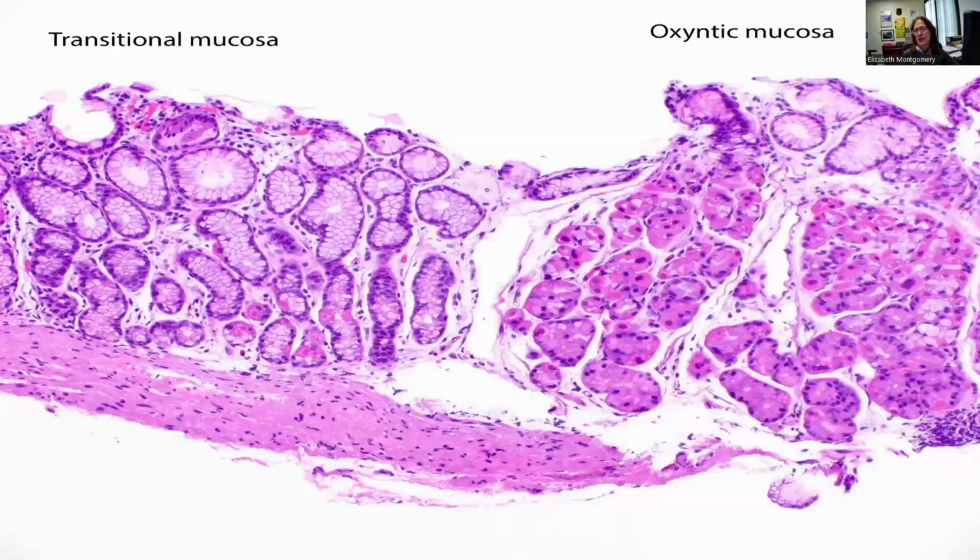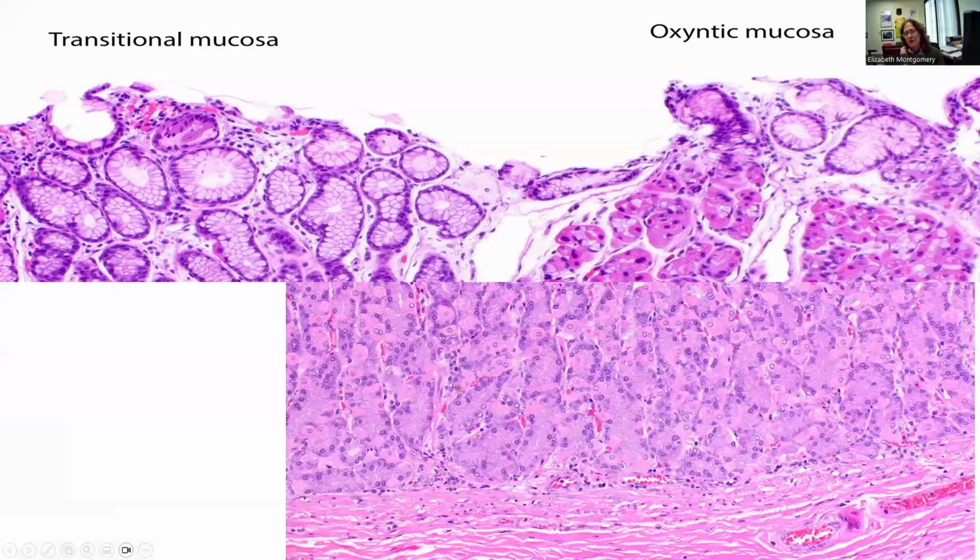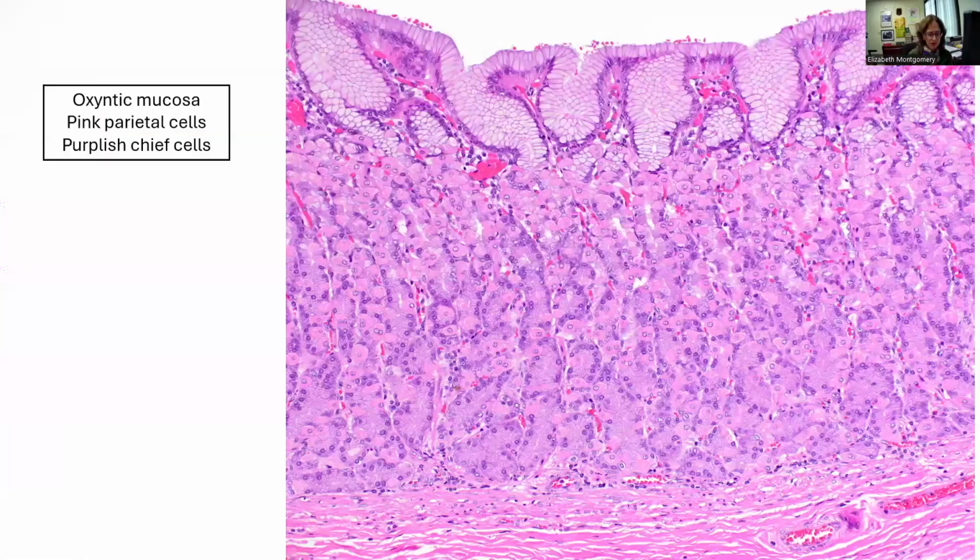This is a nice example of an abrupt transition between transitional mucosa and oxyntic mucosa. So we have a little bit of an antral type gland here, but there are a few parietal cells, and then we pretty much go right into oxyntic mucosa here. And of course, this is kind of classic oxyntic mucosa. All right, so that's what lives there.